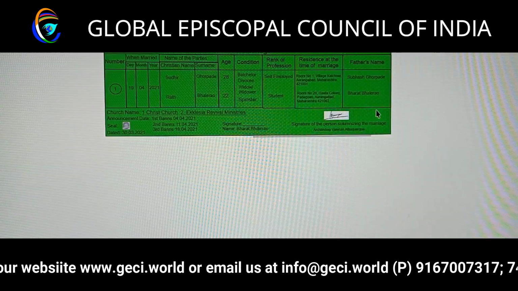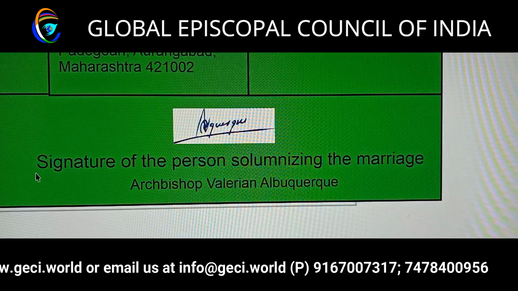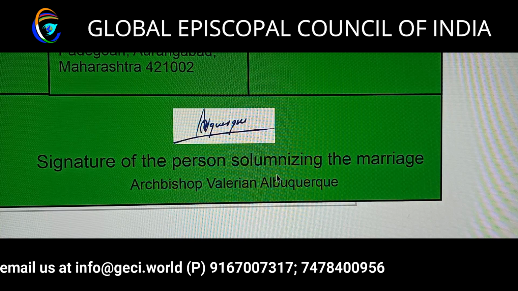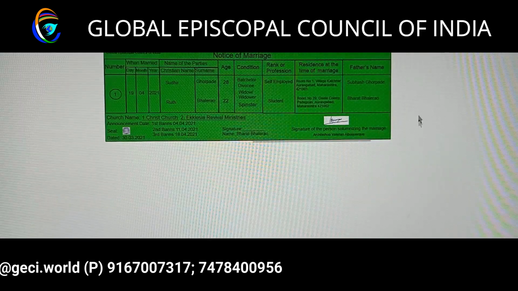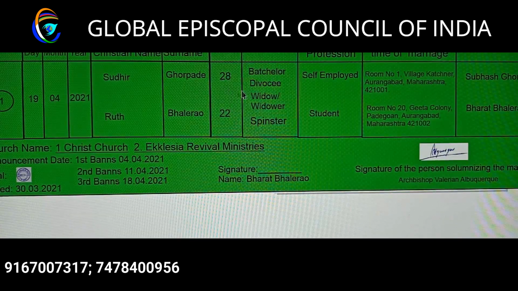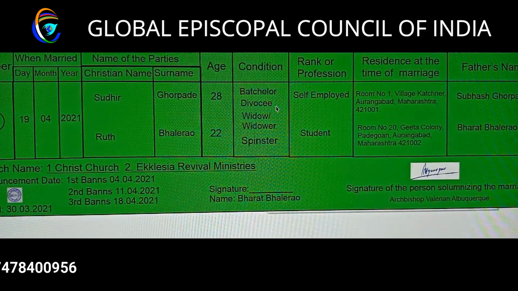And then finally in the notice of marriage you have the person solemnizing the marriage. In this case it's me, Archbishop Valerian Albuquerque. So the signature of the person solemnizing the marriage, my signature is here. So you have to sign it, and then one copy you have to send to the boy's pastor, and the second one to the girl's pastor, in case they are not from your church. If they are from your church, then of course one you have to keep for yourself, the other one you have to give to the boy party or the girl party.